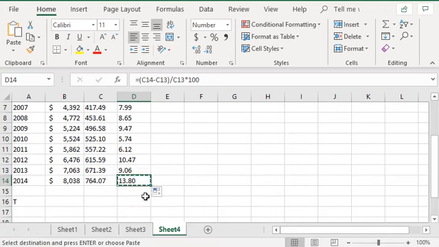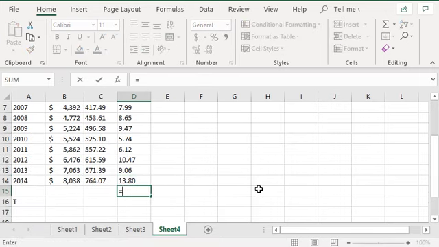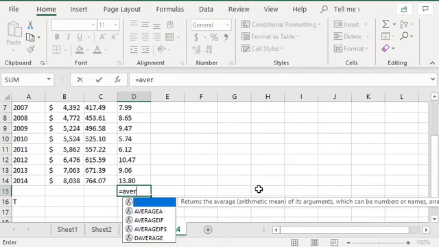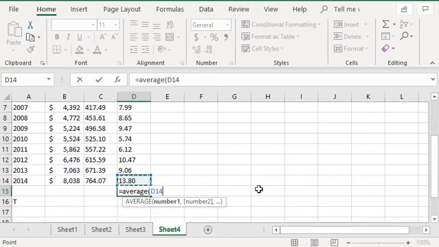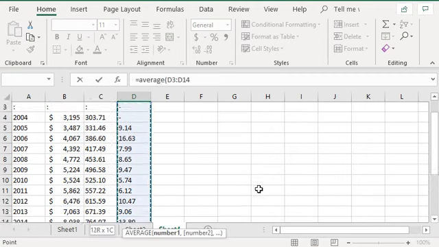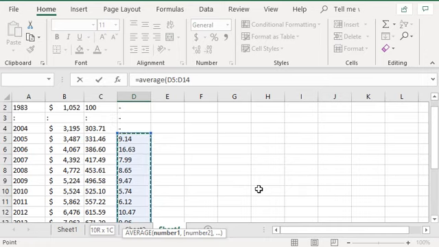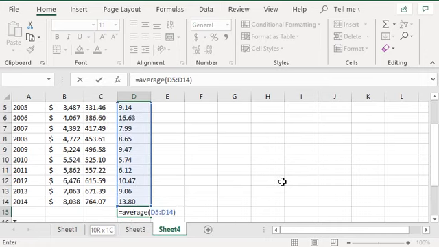So again, we go back to Excel, and we're going to put the average inflation rate right here. So we type equal average. And what average does is it sums all these values, and then it divides by the number. So we type equal average D5 to D14, and it averages everything in the blue box.